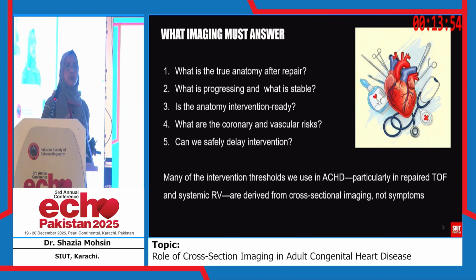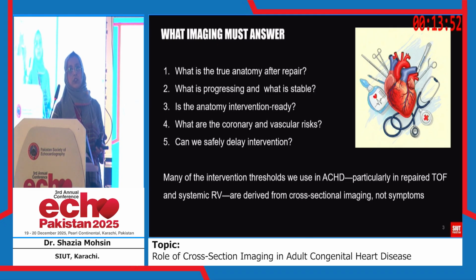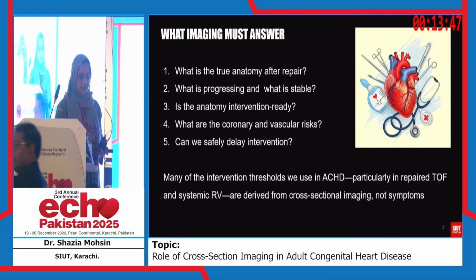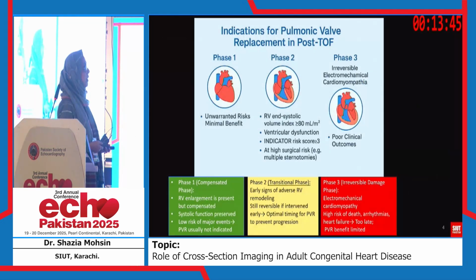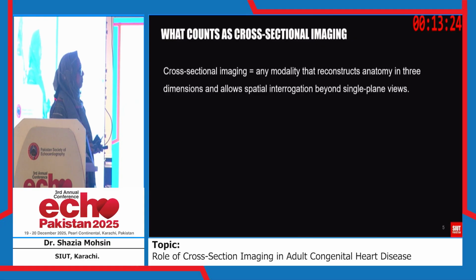Many of the interventional thresholds in adult congenital heart disease are based on cross-sectional imaging rather than symptoms. For example, if we look at a repaired tetralogy patient, the latest AHA guidelines have told us that there are 3 phases, and phase number 2 is recognized only by imaging. And this is the phase where we should intervene, the transitional phase.